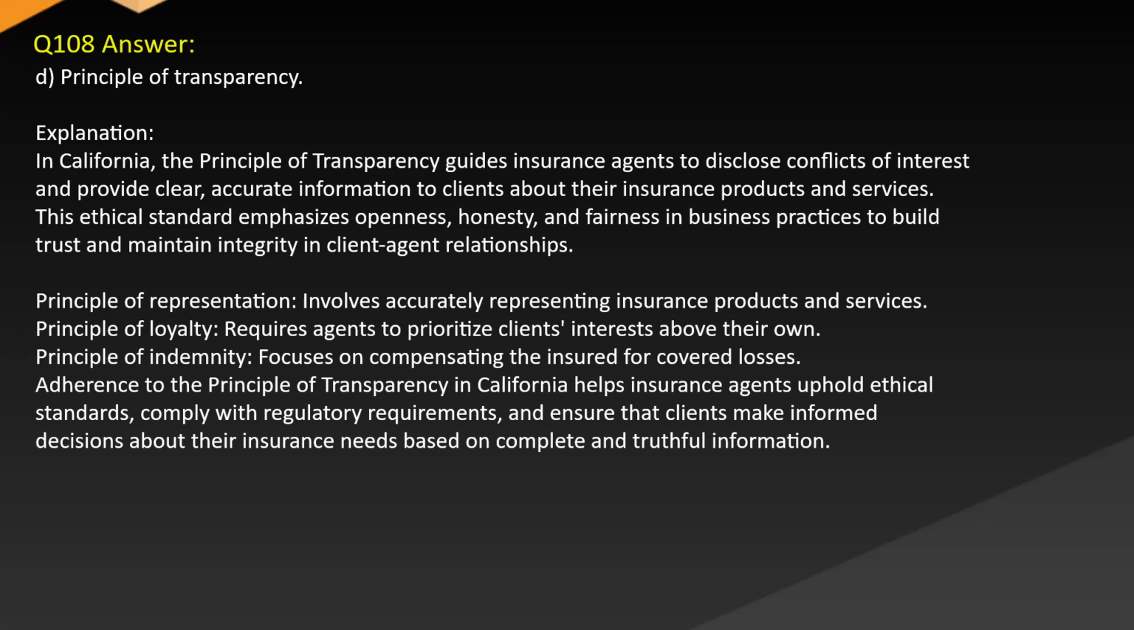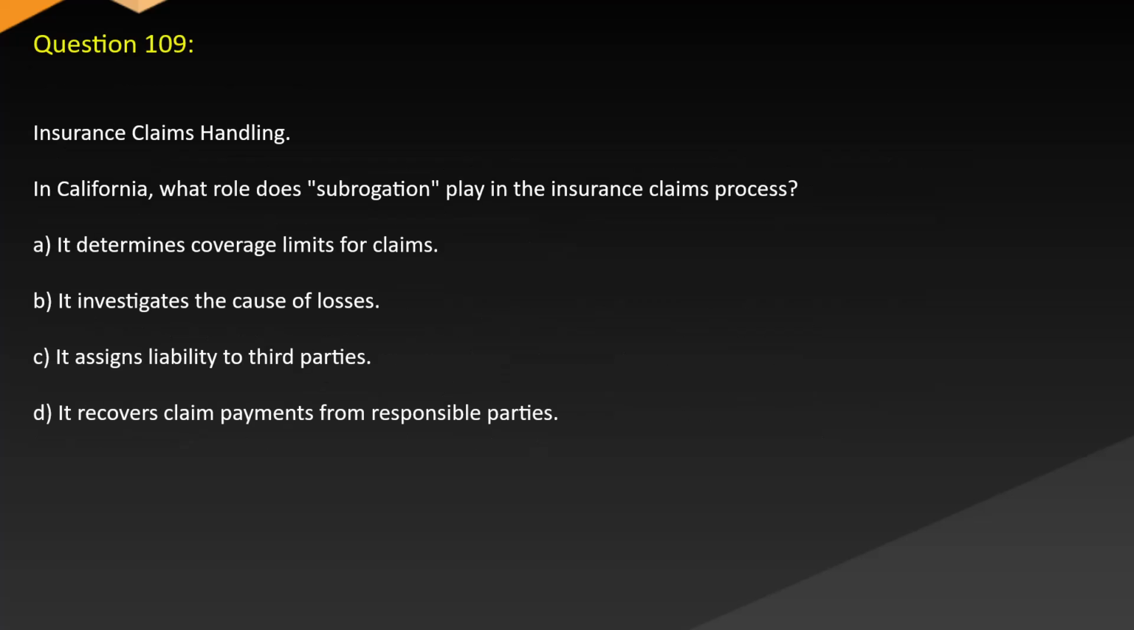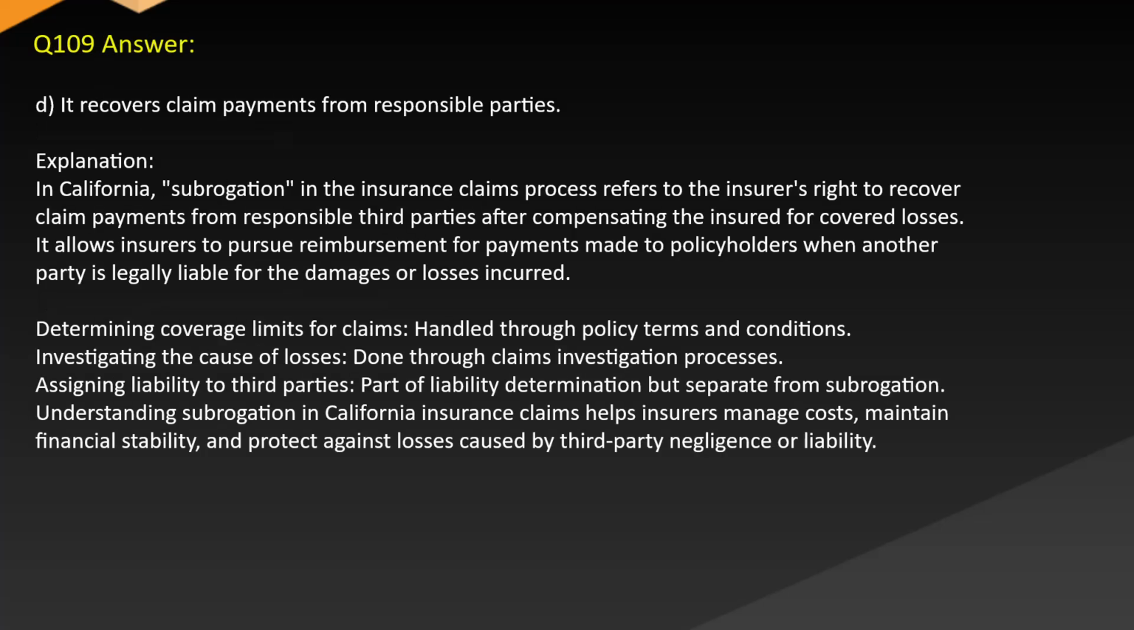Adherence to the principle of transparency in California helps insurance agents uphold ethical standards, comply with regulatory requirements, and ensure that clients make informed decisions about their insurance needs based on complete and truthful information. Question 109. Insurance claims handling in California. What role does subrogation play in the insurance claims process? A. It determines coverage limits for claims. B. It investigates the cause of losses. C. It assigns liability to third parties. D. It recovers claim payments from responsible parties. Answer: D. It recovers claim payments from responsible parties.